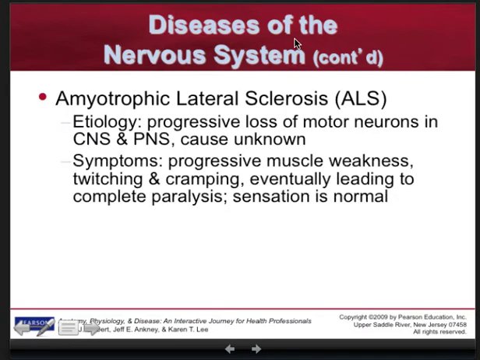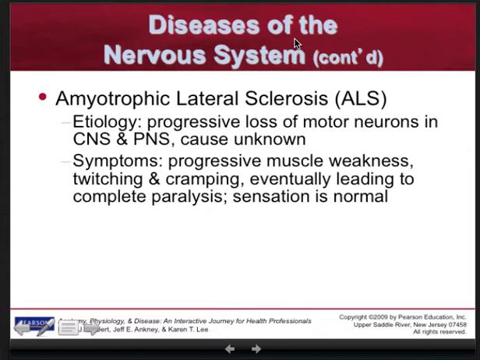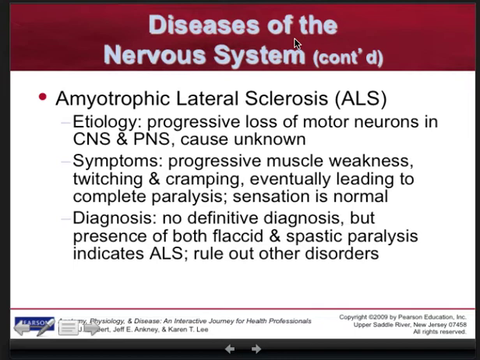ALS, or Lou Gehrig's disease, is a progressive loss of motor neurons in the central and peripheral nervous system due to causes that we don't fully understand yet. The symptoms include progressive muscle weakness, twitching and cramping, and eventually leading to complete paralysis. The sensation is generally normal. There's no definitive diagnosis, but the presence of flaccid and spastic paralysis indicates the presence of ALS. We also attempt to rule out other disorders.